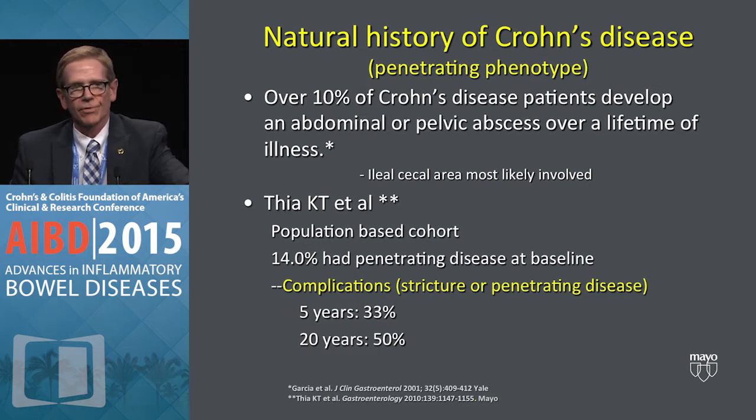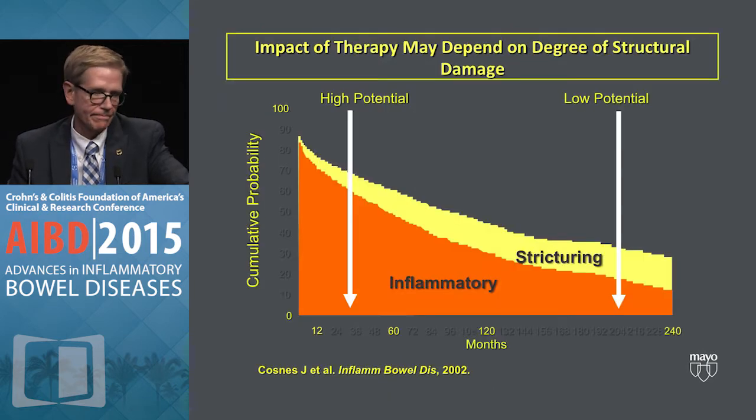Data has told us about penetrating disease. Over 10% of patients with Crohn's disease develop an abdominal or pelvic abscess sometime over the course of their illness, and the most likely area of involvement is the ileocecal area. Our group at Mayo looked at a population-based cohort and found that 14% had penetrating disease presenting at baseline, and then the complications of that penetrating disease over the course of their illness was 33% of complications occurred at 5 years, and fully 50% of patients had complications at 20 years.